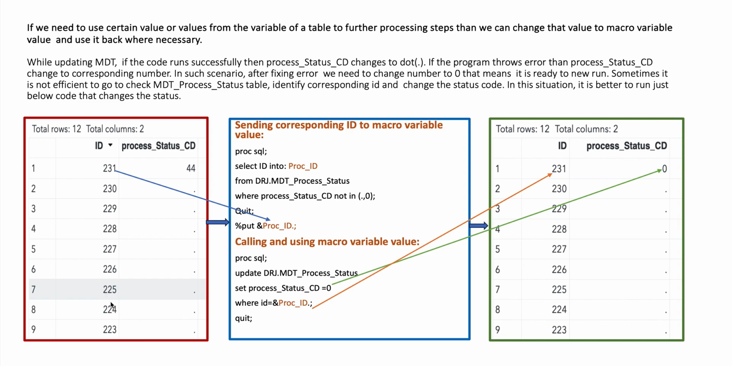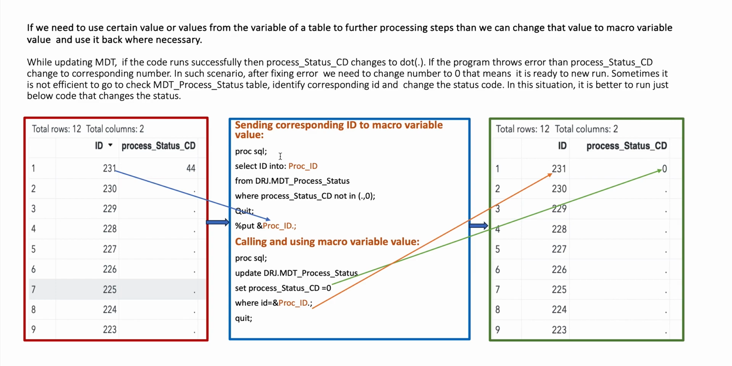It has two columns, one is ID, another is process status code, where the ID 231 corresponds to process status code 44. That means it is showing some type of error. Then after fixing this error, we have to change this 44 to 0. In such a scenario, we use the proc SQL select into clause. In the first step, we are going to change this 231 value to the value of a macro variable.